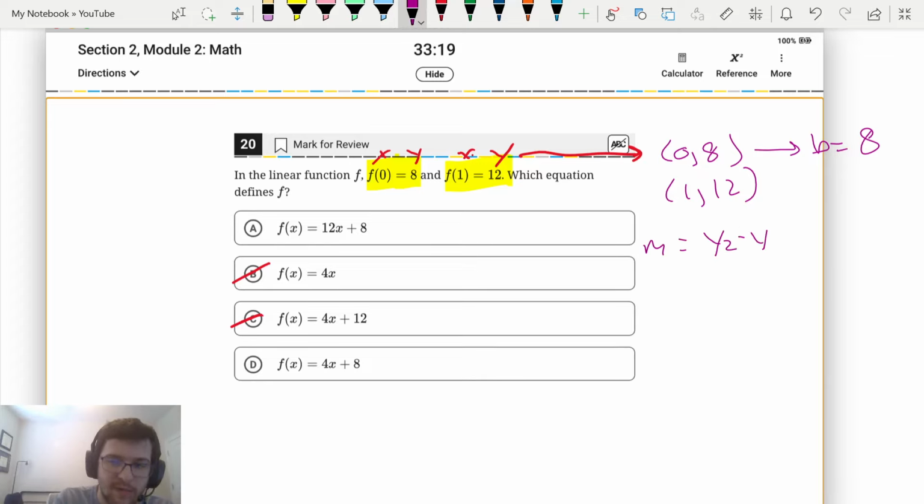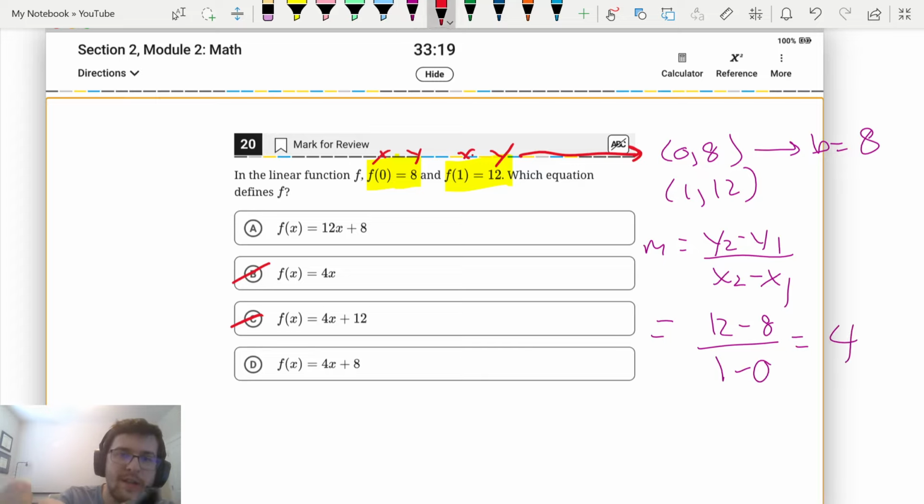So y2 minus y1 over x2 minus x1. So 12 minus 8 over 1 minus 0, that gives you 4. This guy has a slope of 12, so he's wrong. So it must be D.